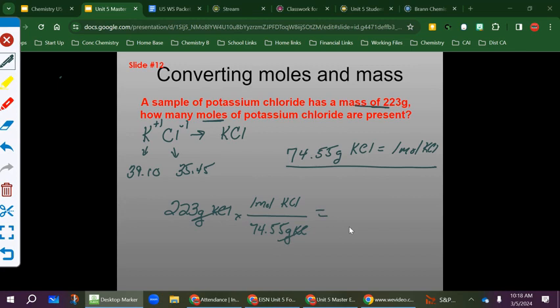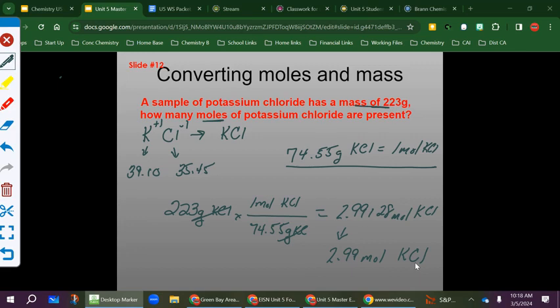Somebody tell me how many moles? Should be around 3. 2.99128. Why did you give me so many numbers? How many do I need? 3. So what is this to 3? 2.99 moles KCl.